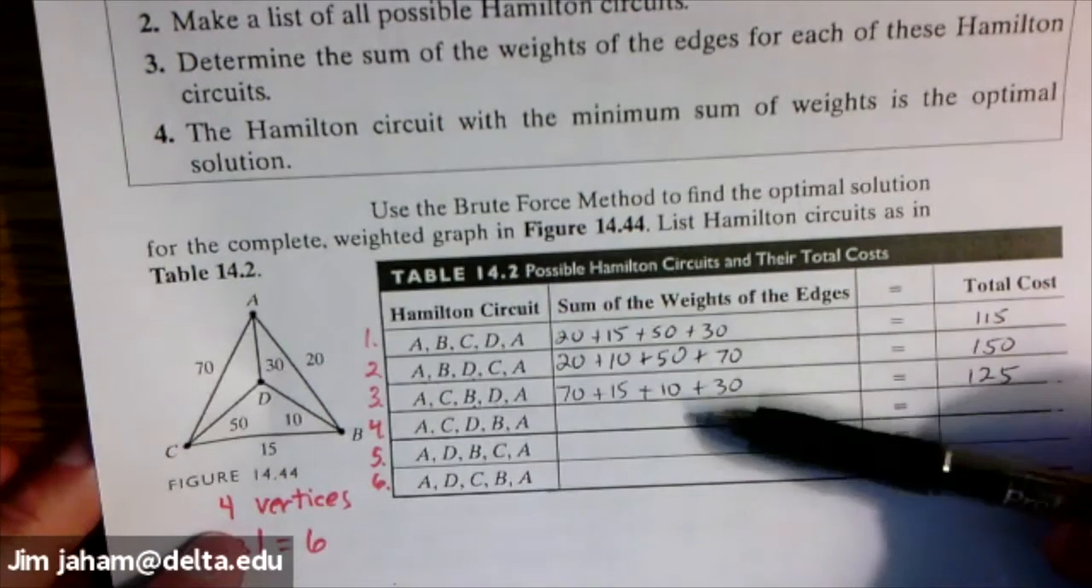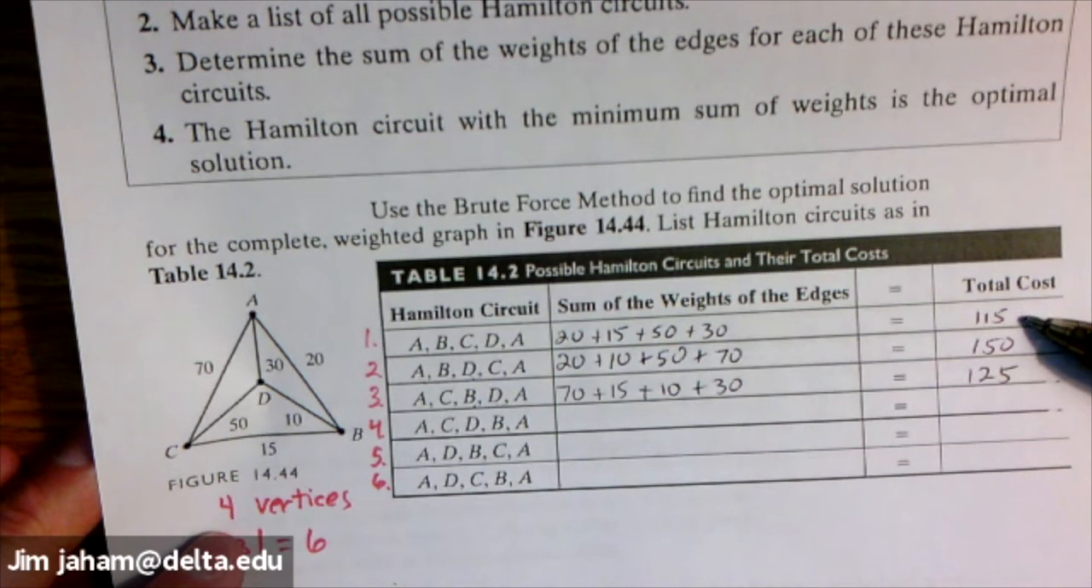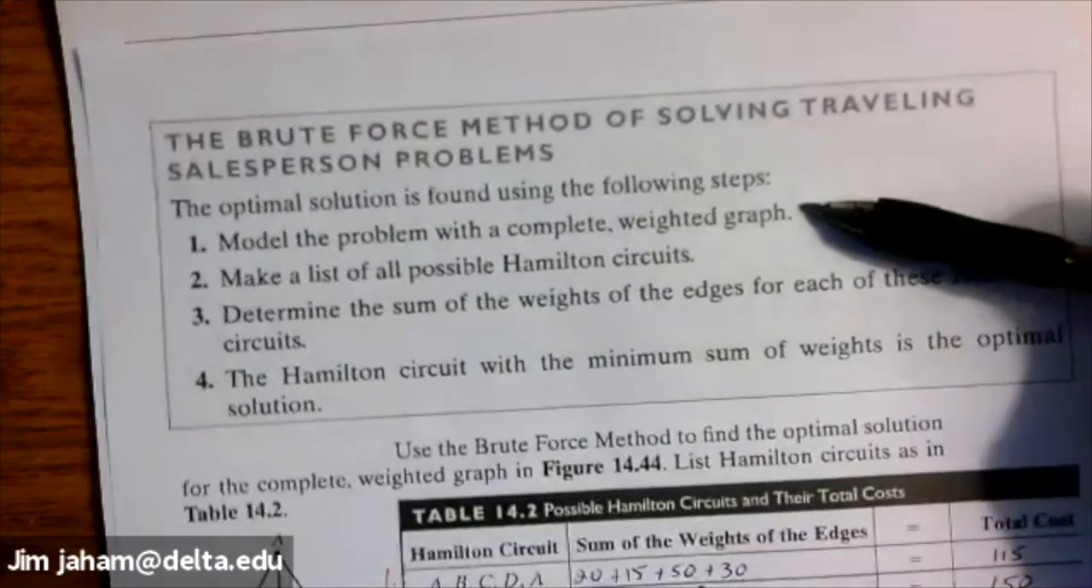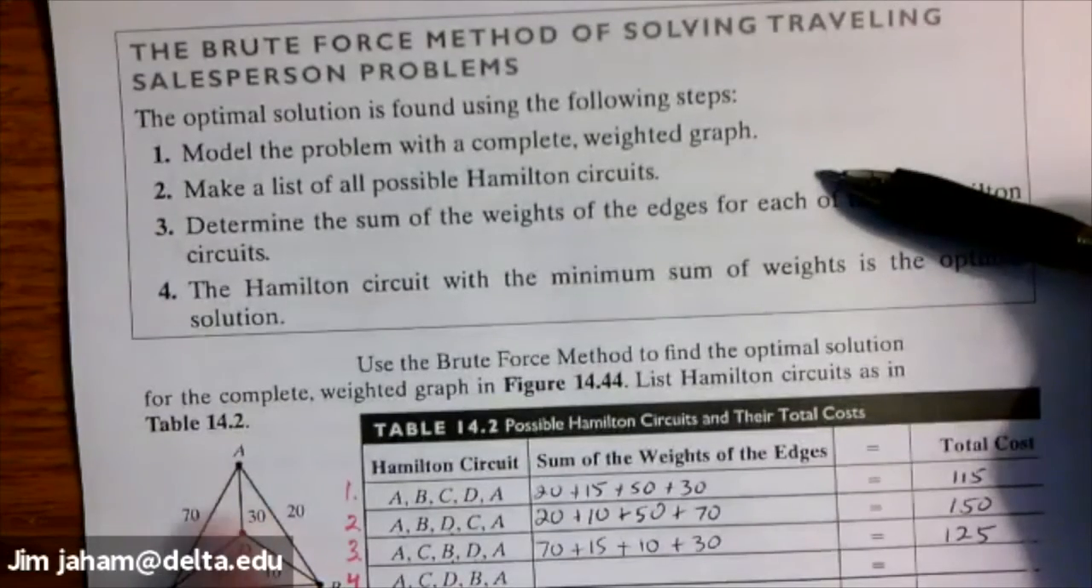You would just continue with these, adding 4 numbers in each of these 3, and then you would inspect all of these total costs. And the total cost that's the smallest, that would be the solution to the traveling salesperson problem. They've done this for us really, but model the problem with a complete weighted graph. Okay, here's our complete weighted graph down here.